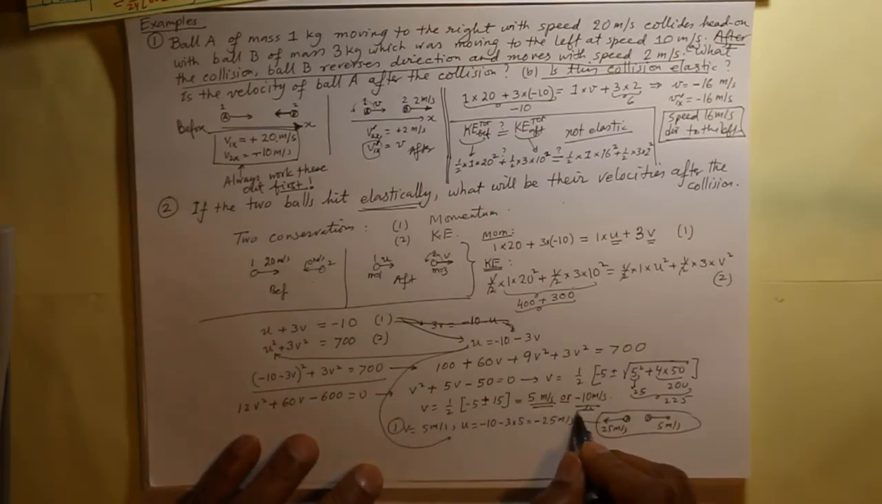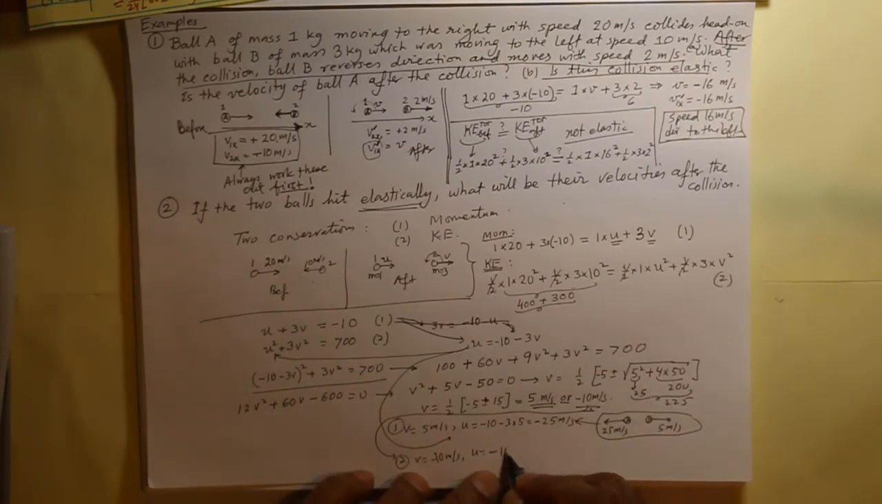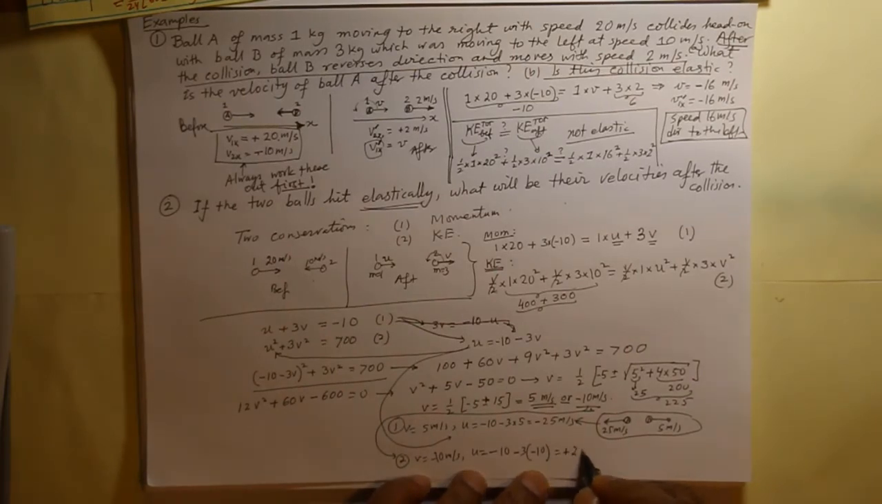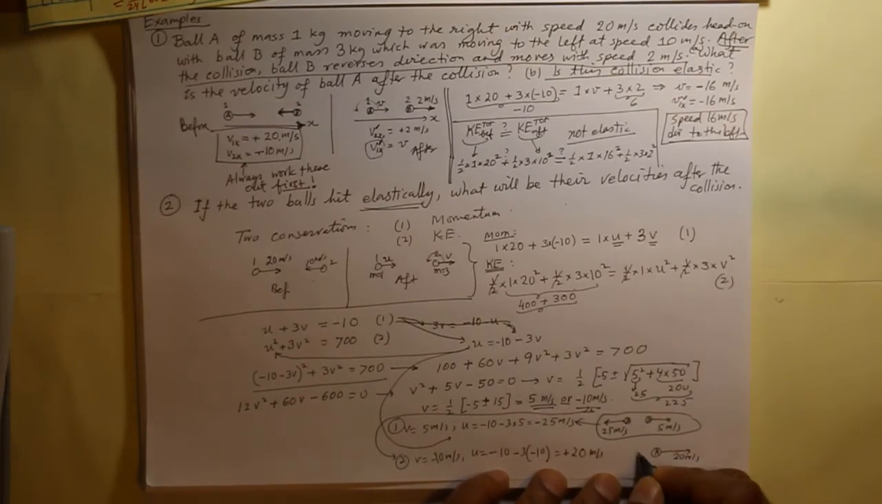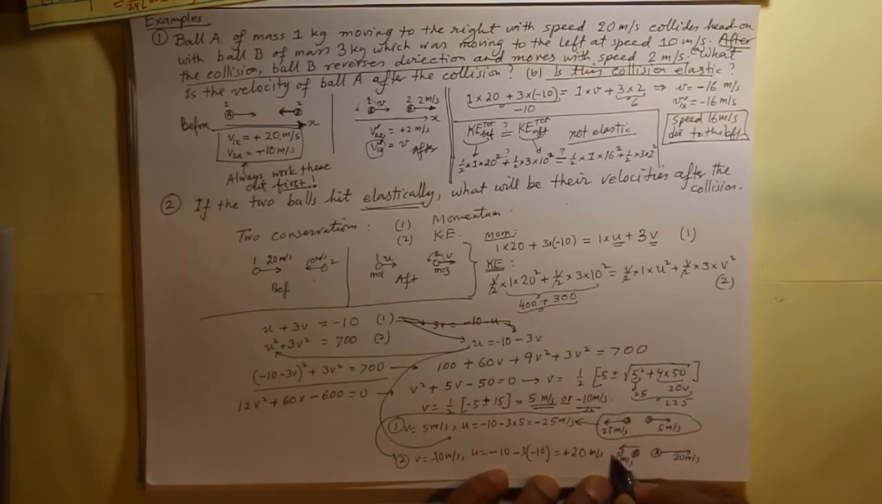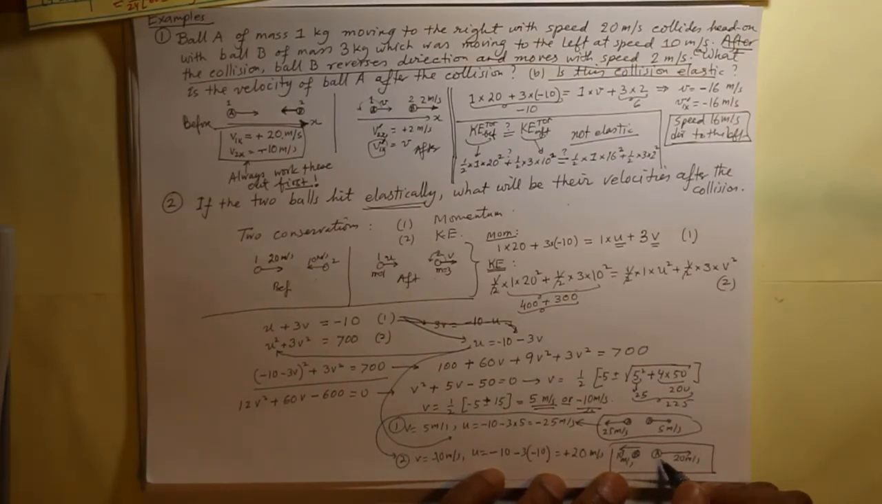The second situation is with v equal to minus 10 meters per second. Then u is minus 10 minus 3 times minus 10, which is plus 20 meters per second. It's saying that A, after the collision, goes through B and is moving with 20 meters per second, and B is actually moving at minus 10 meters per second. So this is actually unrealistic, that B goes right through it.